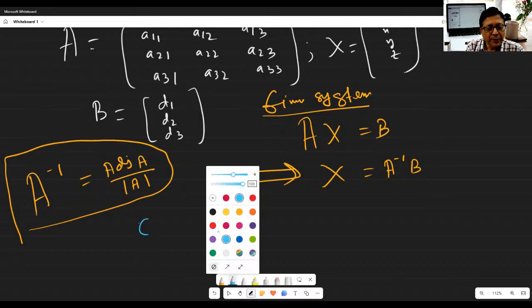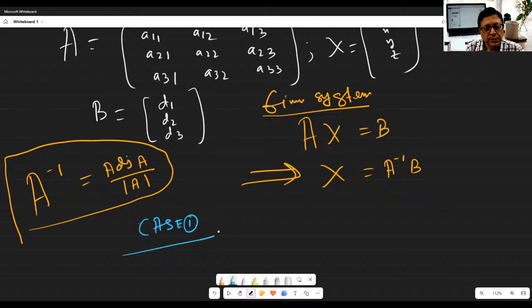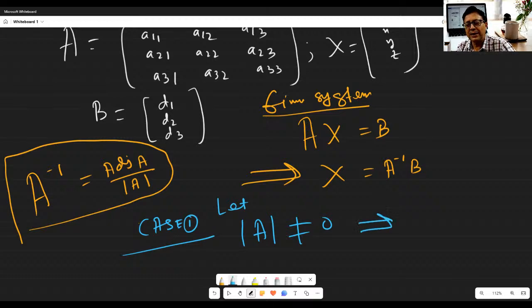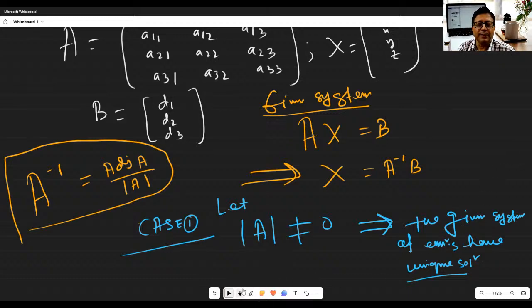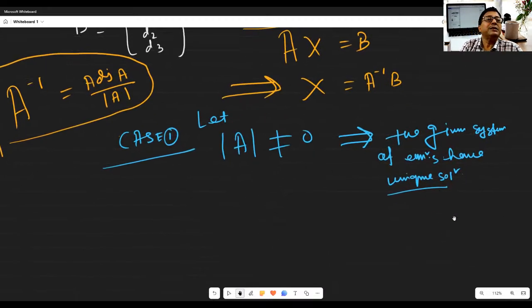Case 1, where we are taking det A not equal to 0. Let det A not equal to 0. What does this imply? This implies that the given system of equations have unique solution. Unique solution means you will never get two values of x, y, z. You will just get one value of x, y, z. The given system of equations have unique solution if det A not equal to 0.